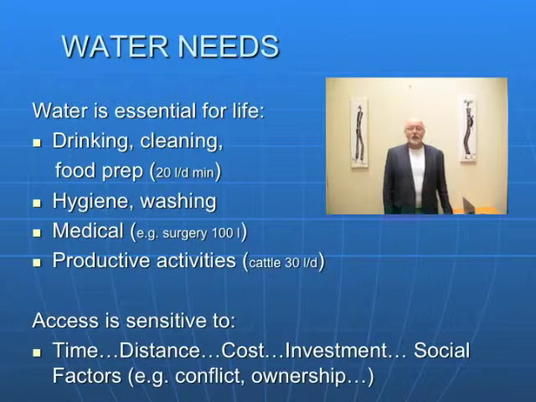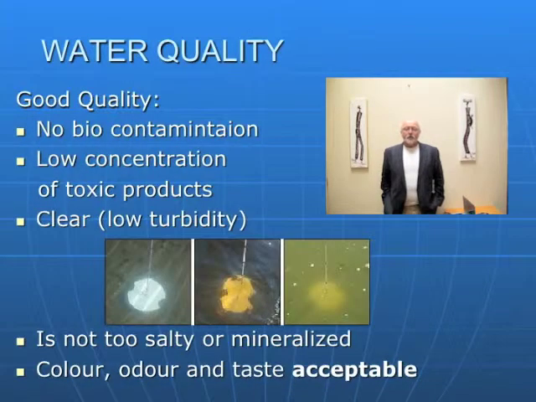In terms of water quality, what constitutes good water quality? The elements are that there is no biological contamination. There should be a low concentration of toxic products, and water should be relatively clear or have a low turbidity. It should not be too salty or mineralized, and that's not always occurring in terms of commercial or industrial activity.